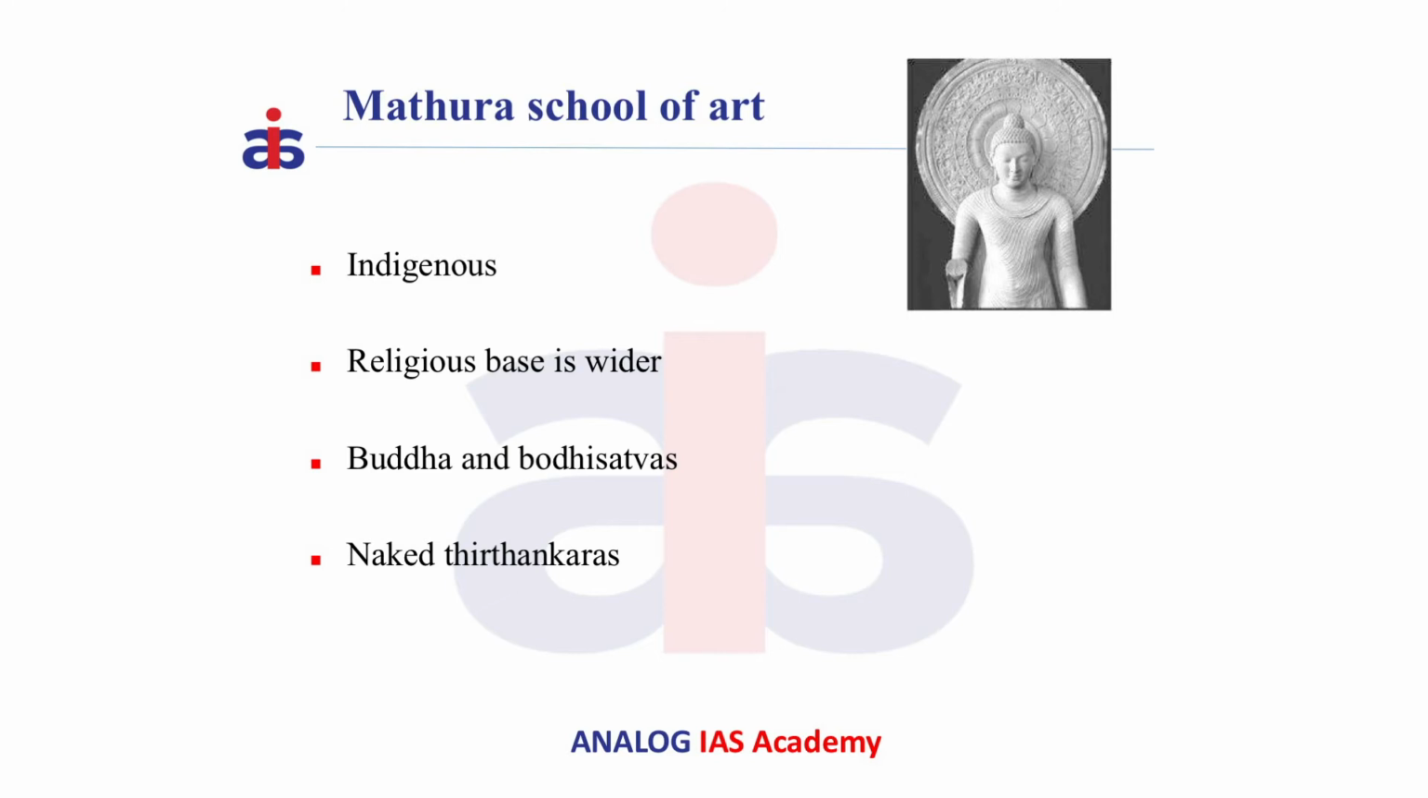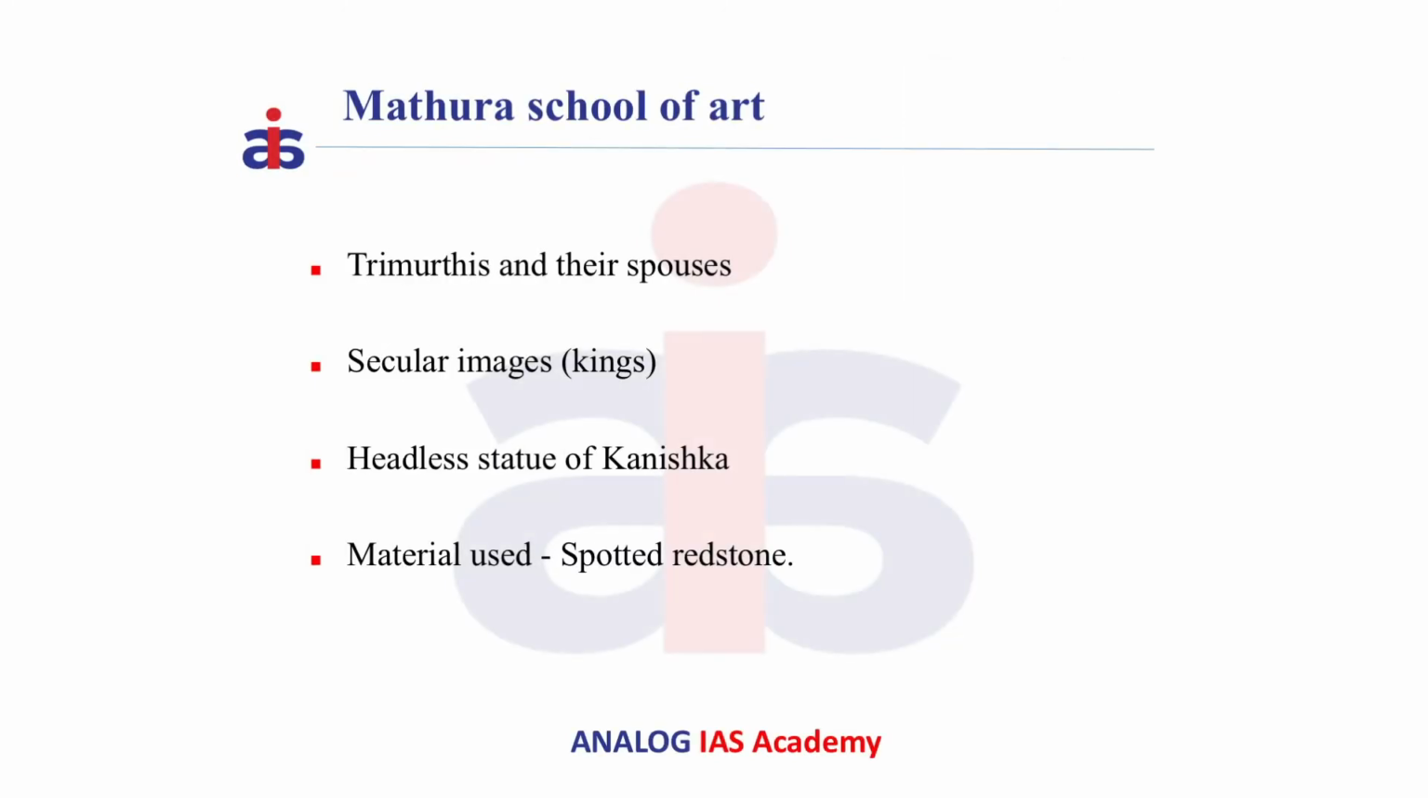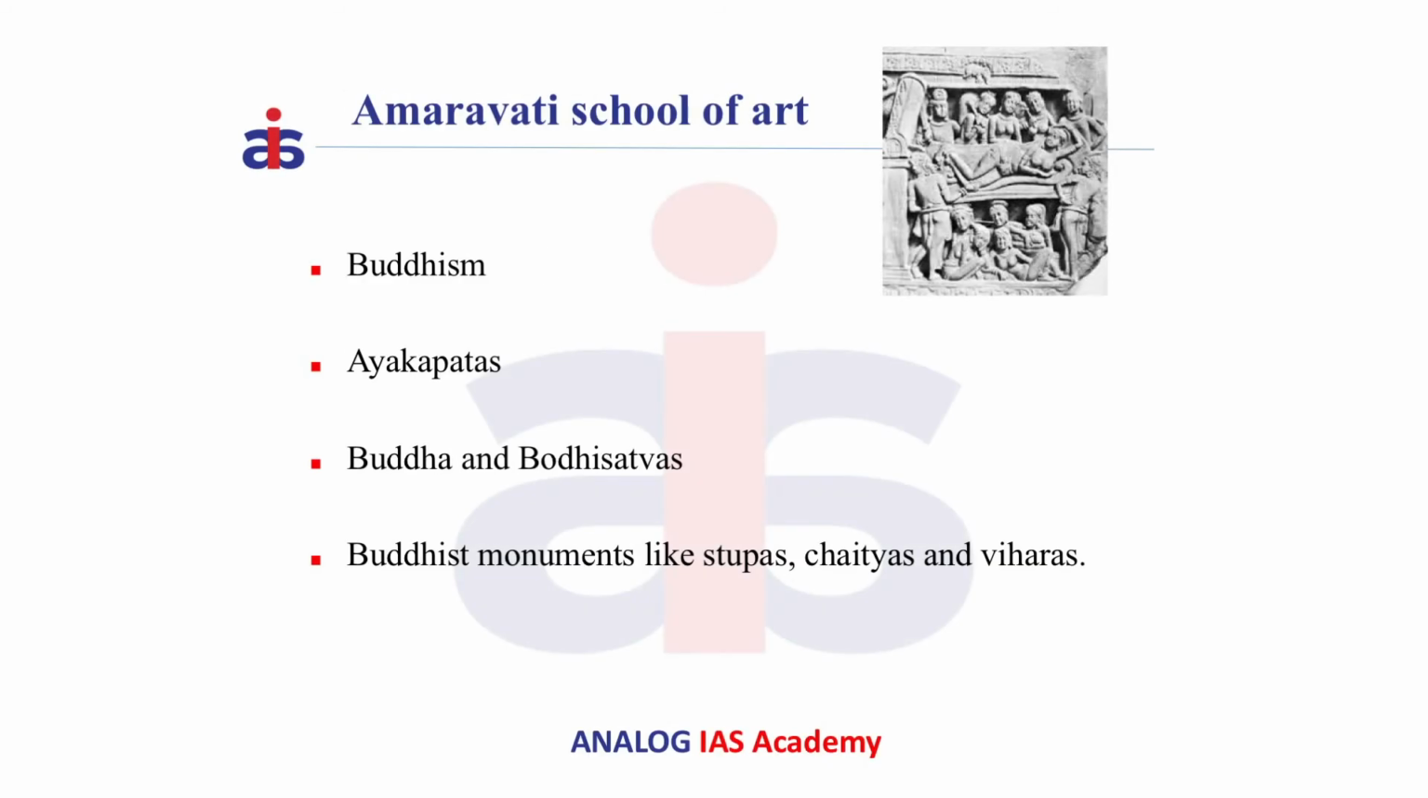The various images carved in the school are Buddha and Bodhisattvas, naked Tirthankaras, that is Digambaras, Trimurtis and their spouses, secular images like kings, that is the headless statue of Kanishka, and other Vaishnava and Shaiva images. It may be noted that the images of Vishnu and Shiva are represented by their Ayudhas. Also note that the Buddha image at Mathura is modeled on the lines of earlier Yaksha images, whereas in Gandhara it has Hellenistic features.